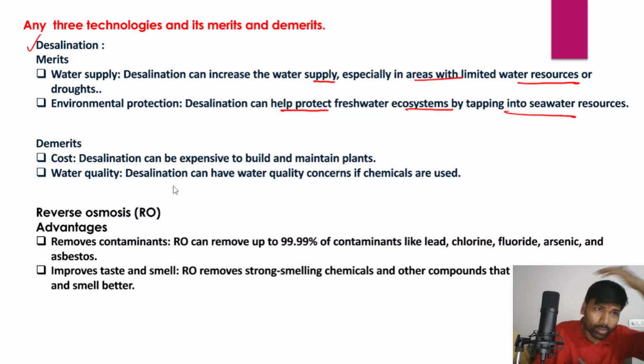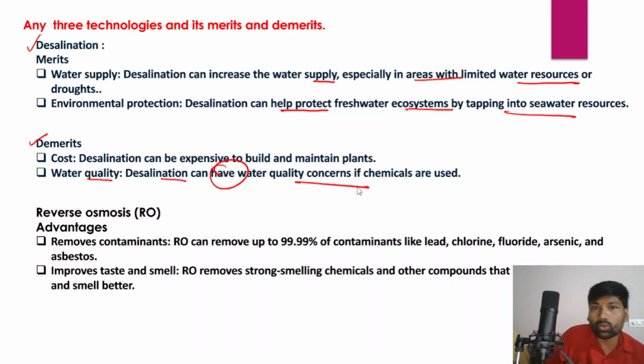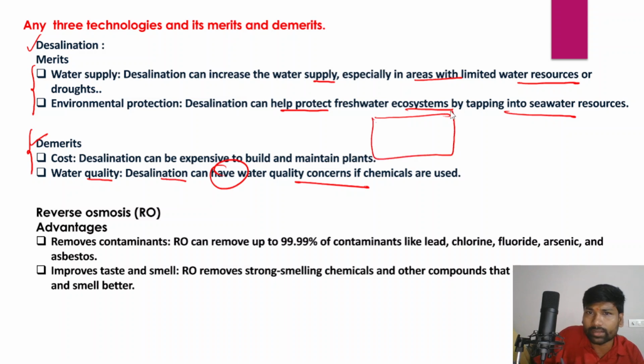And then we need to talk about certain demerits. Desalination can be expensive to build and maintain plants. Water quality, desalination can have water quality concerns if chemicals are used in this particular technique. So this is how you need to present the answer, by writing both merits and demerits, and you can also write this in a tabular format. You can mention merits on one side and demerits on the other side.